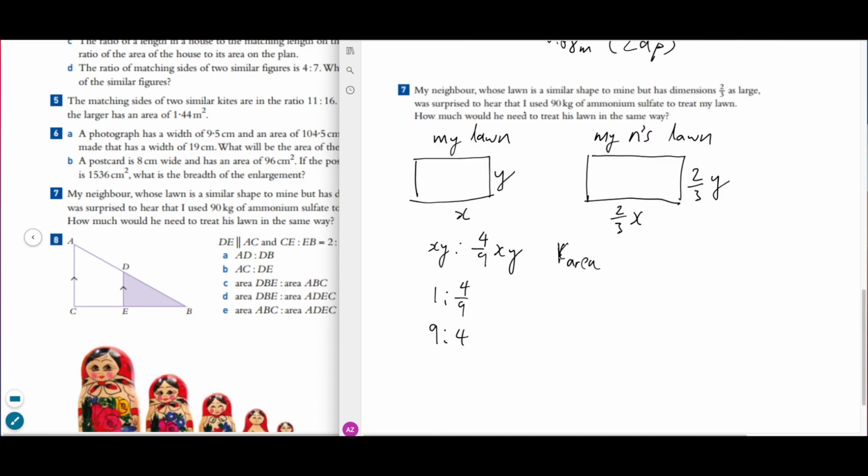Now it says I used 90 kilograms of ammonium sulfate to treat my lawn. That means I used 90 kilograms. How much would he need to use? Right. So then basically you just find x. Use the cross method. x is equal to 90 times 4 divided by 9, which gives you 40 kilograms.